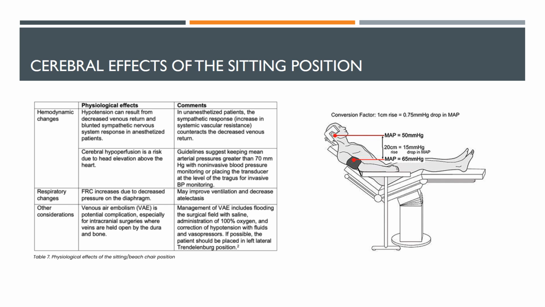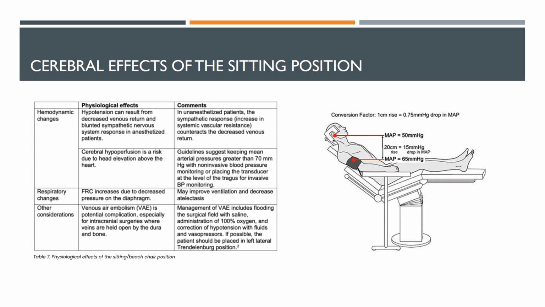If we have patients who are in the seated position who are sick, it's important that we place arterial lines with our transducer at the level of the circle of Willis. Or if we have a non-invasive blood pressure cuff, it's important to keep our MAPs on the higher side. As you can see from the picture that I have here on the right, there is a conversion factor. A one centimeter rise is equal to a 0.75 millimeter mercury drop in MAP.